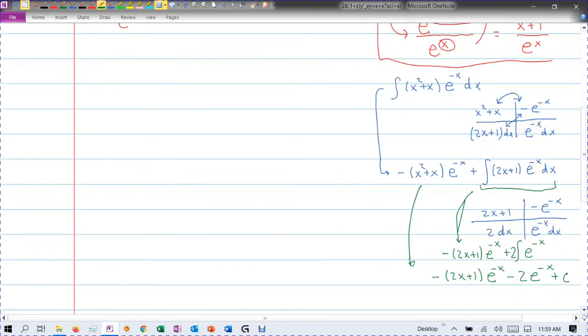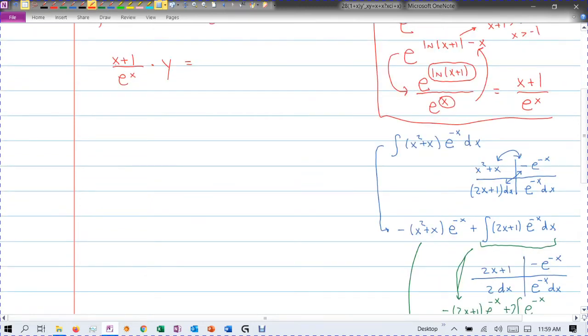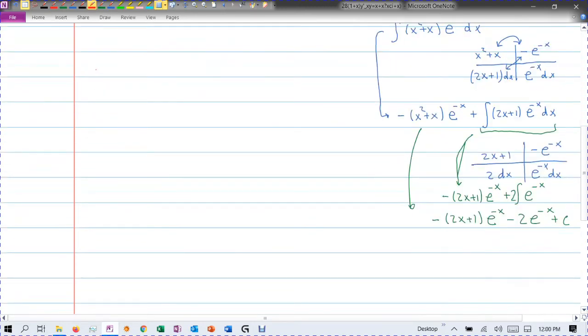So let me see. I'll try and rewrite what's up here. I had integrated the left side, so I've got the x plus 1 over e to the x times y equals now negative x squared plus x times e to the negative x minus 2x plus 1 times e to the negative x, and then minus 2e to the negative x plus c. Alright, so that's everything over here filled in.